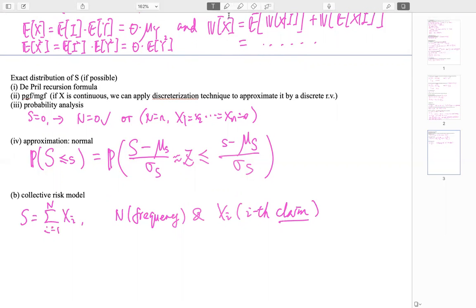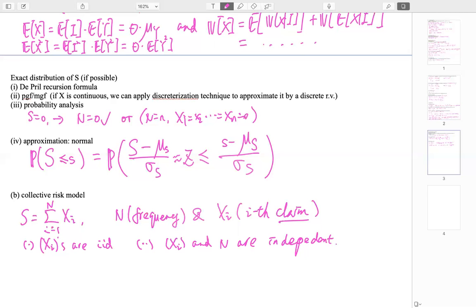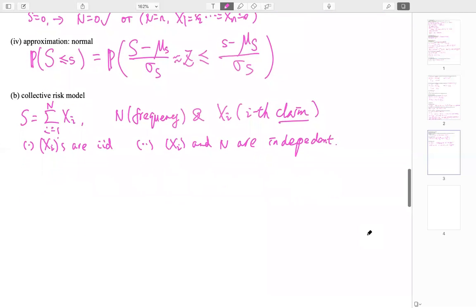The assumptions we handle are that the Xi's are IID, and the Xi's and N are independent. So those two will always be assumed when we have a collective risk model. By the way, sometimes we also call this compound risk model. Or we can simply say the aggregate is given by a compound model. Compound model is collective model, okay?